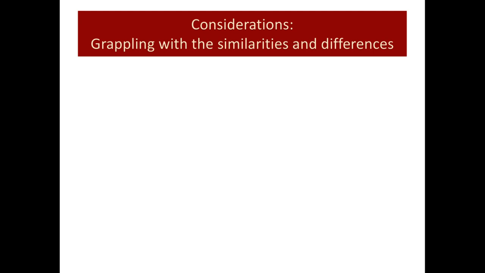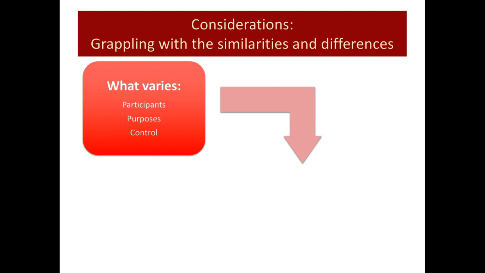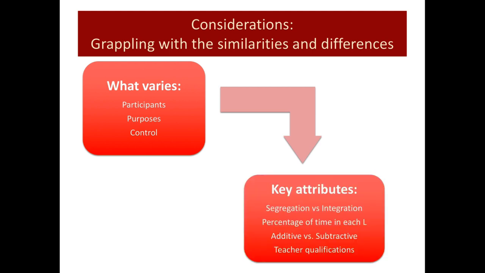So in terms of the kinds of things we need to consider in terms of those similarities and differences, we need to think about participants, purposes, and control. And these factors will affect what we're calling key attributes of programs.